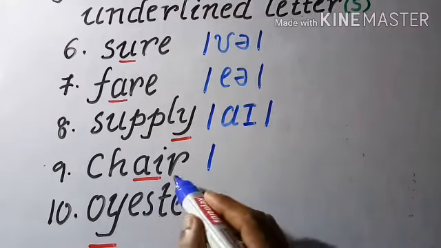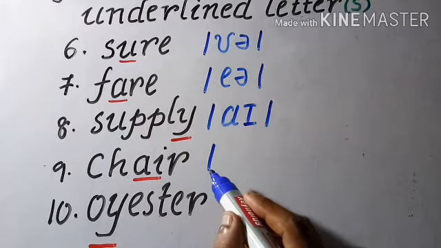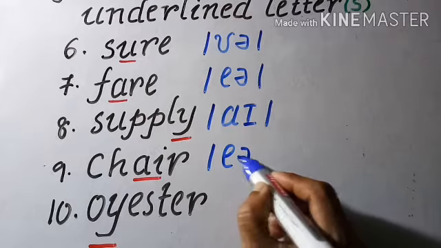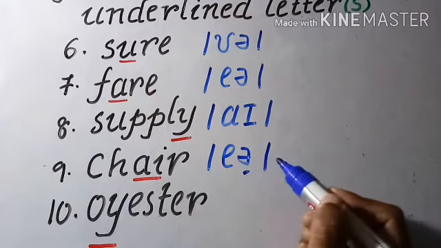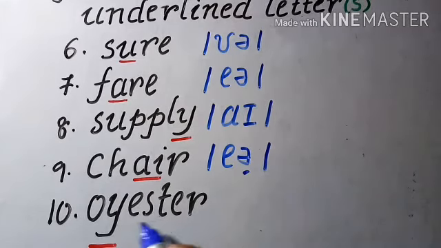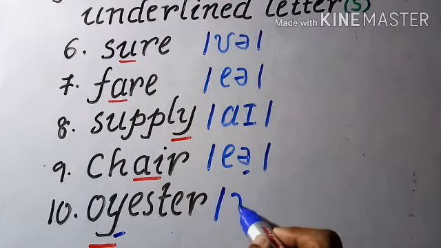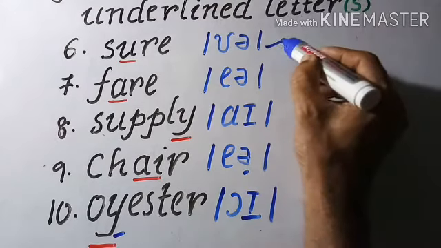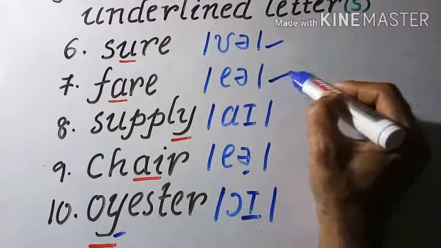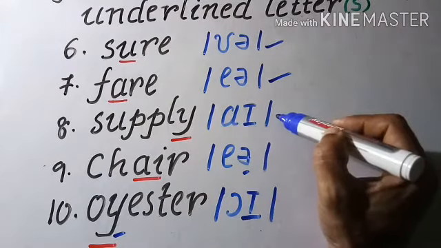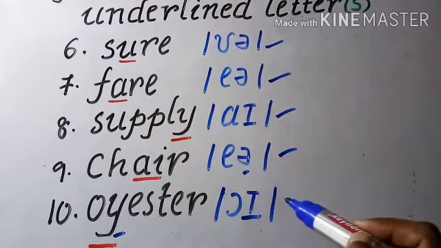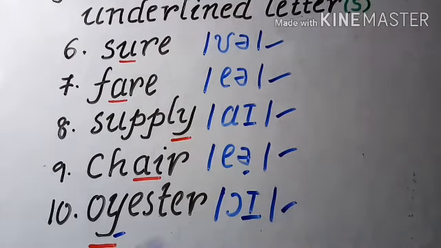Next one is C-H-A-I-R, chair. Air. This A and chair, mute A. Next one is oyster, oi. O and E, oi, oyster. Ur, sure, air, fair, I, supply, air, chair, oi, oyster.